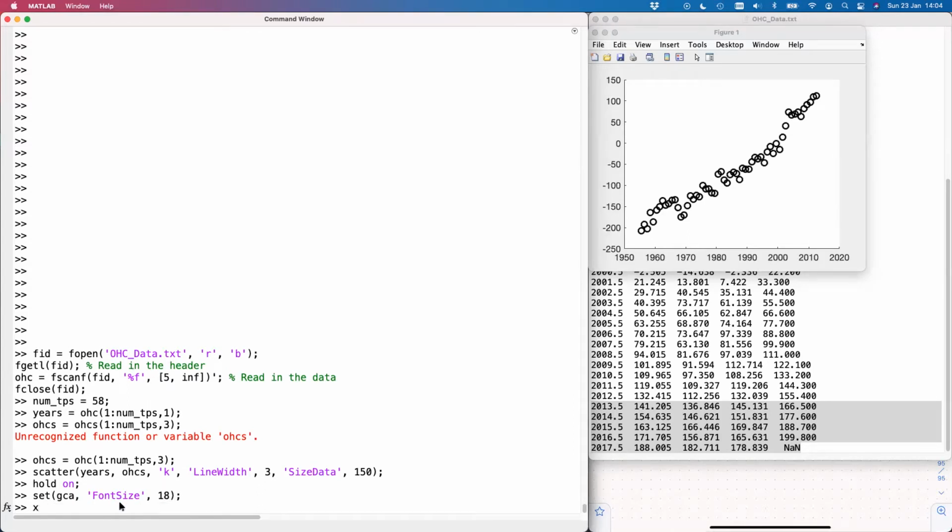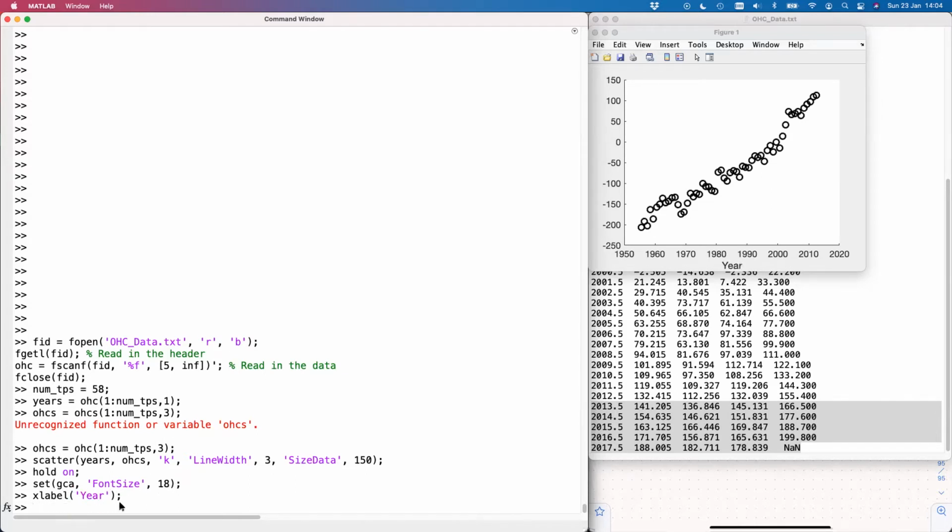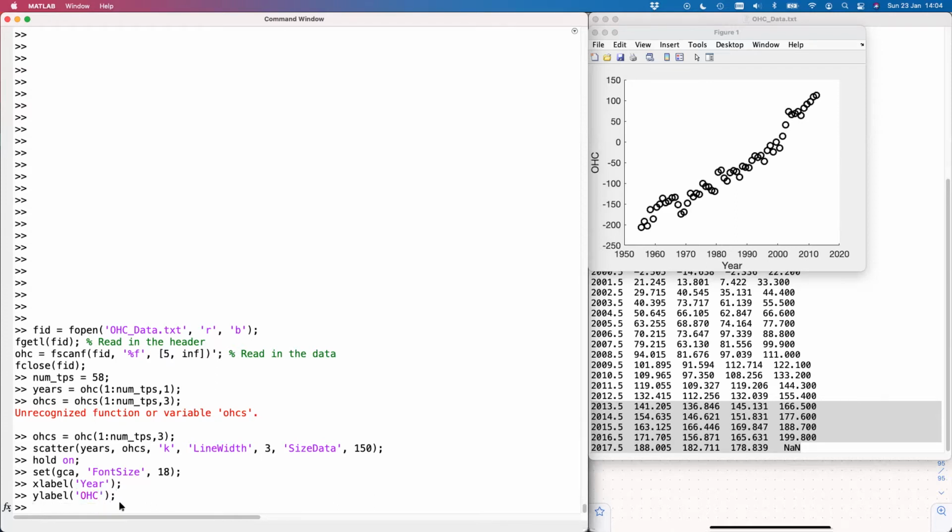And so X label, so on the X axis, we've got the year. And on the Y axis, the ocean heat content. Okay, so that will do us as an initial picture.